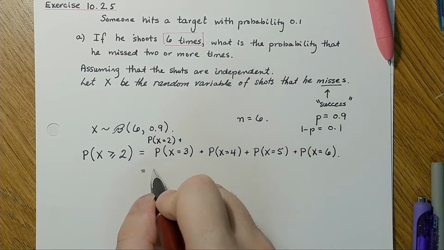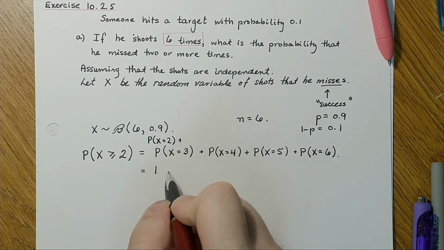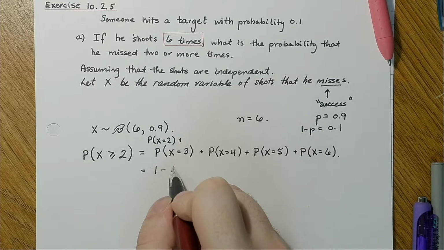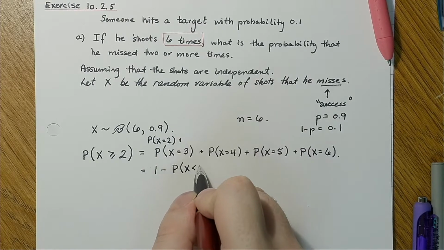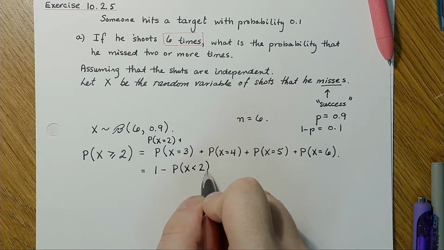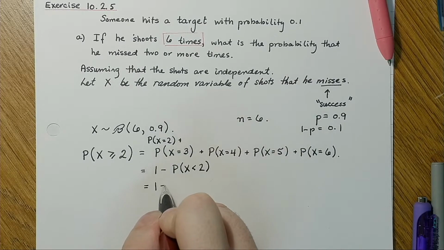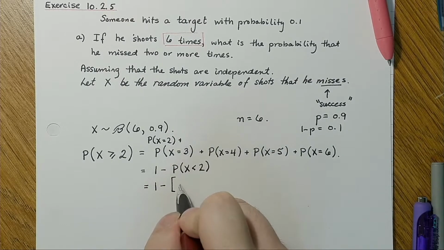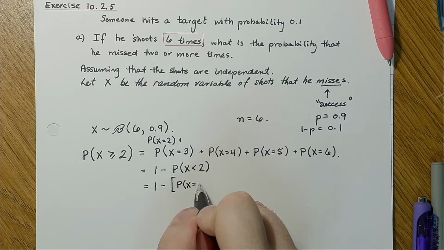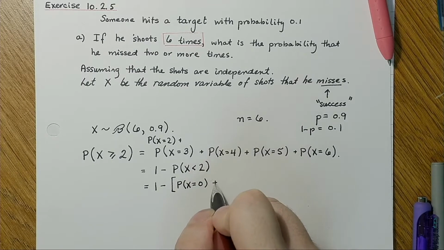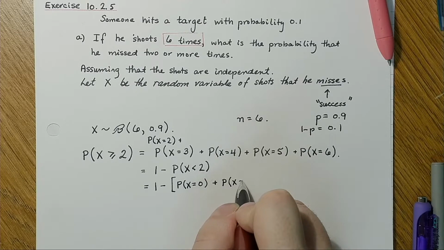Or what we could do instead is the indirect method. So we take 1 minus the probability of x less than 2. And that means I could have the probability of x equals 0 plus the probability of x equals 1.